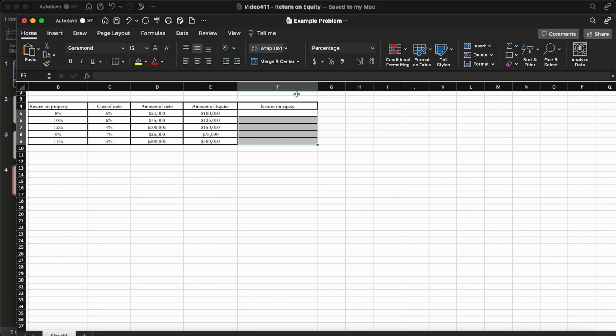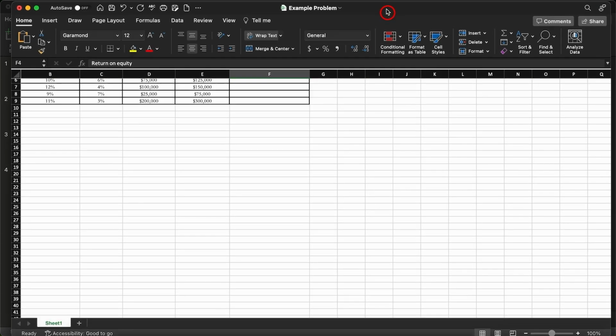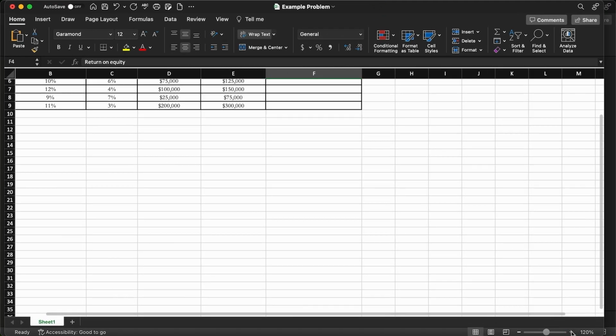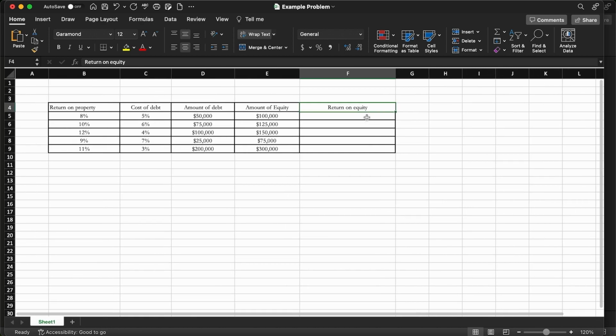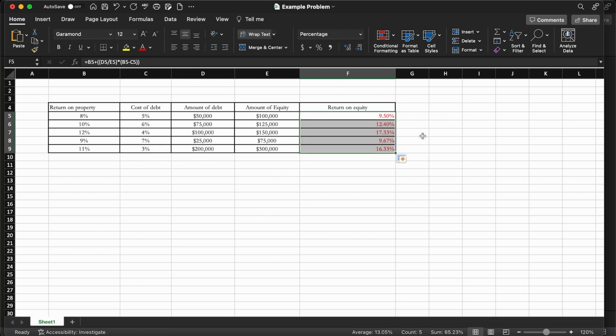So we can do it in Excel first. Let's zoom in a little bit. For our formula, we have the return on the property plus the debt to equity ratio times the return on the property minus the cost of debt. It's 9.5% on your equity. Then you can just drag it and we get all the different returns on equity.